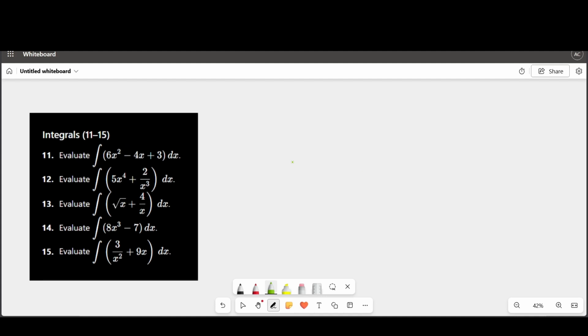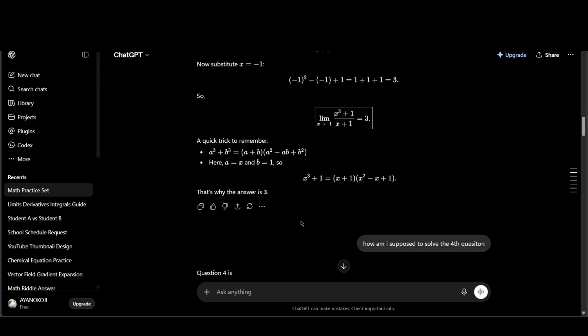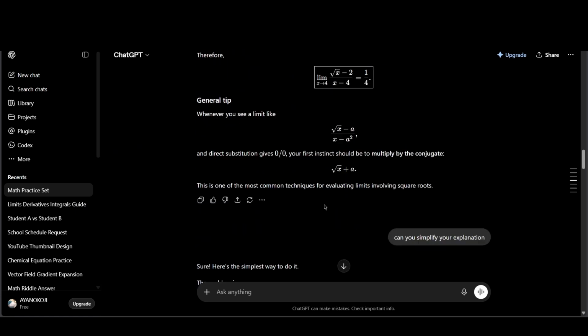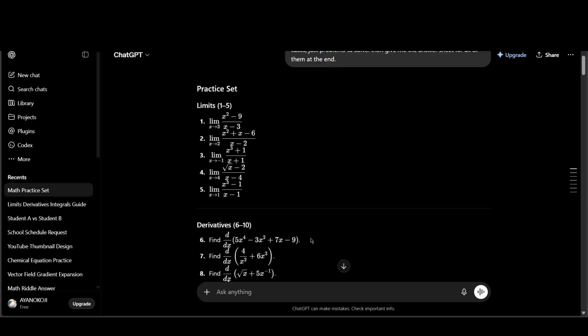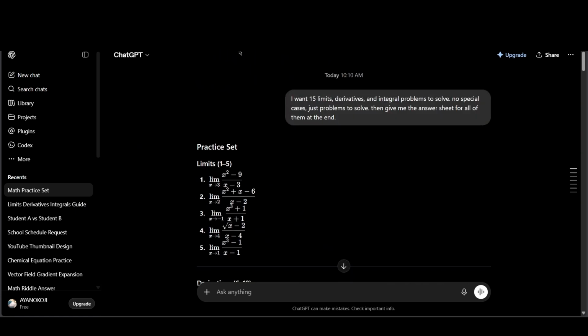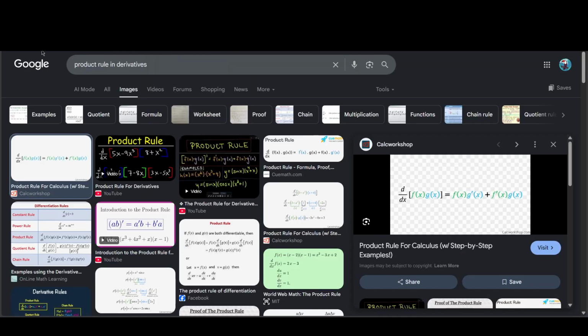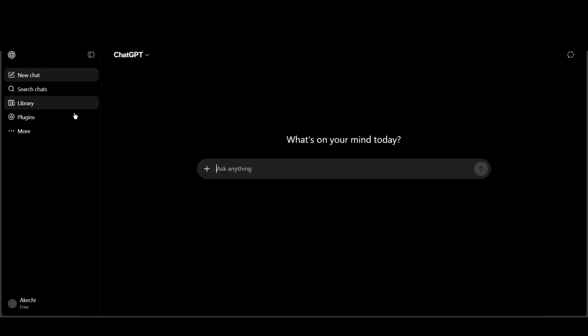Okay. Let's start with the first question for integrals. Let me just refresh my memory on how to solve for integrals right here, because I haven't really studied integrals and integrating that much. So let me just go to ChatGPT again and find this.